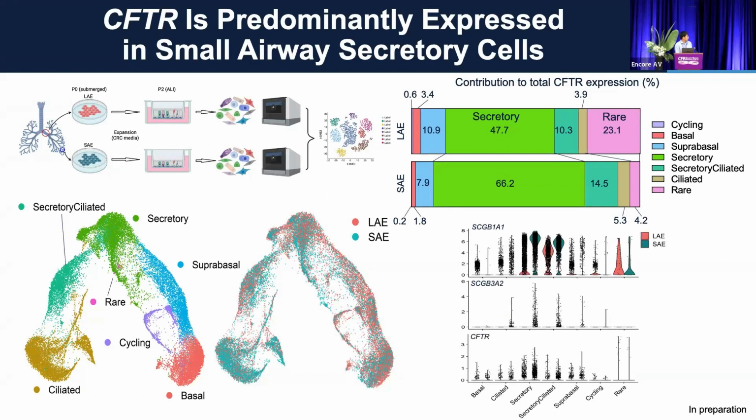This is a violin plot showing that the secretory cell population expresses the most CFTR among all the epithelial cell populations. This SCGB3A2 is supposed to be expressed only in small airway culture, and there are two columns here, where the right side is small airways. As we expected, SCGB3A2 is only expressed in the small airway culture, especially in the secretory cells. That is also reassuring, so our small airway system is similar to in vivo small airway epithelial cells.